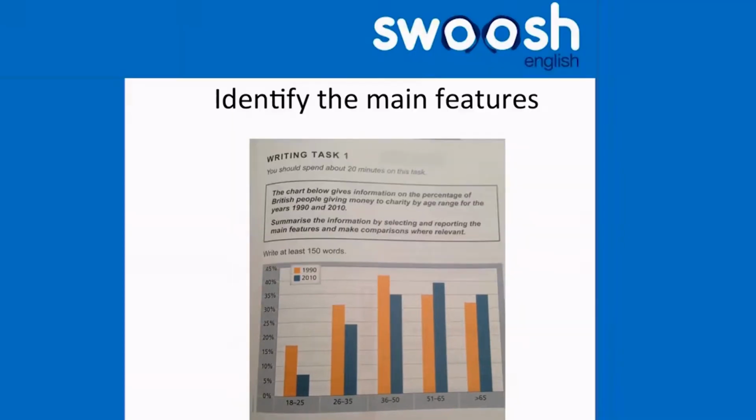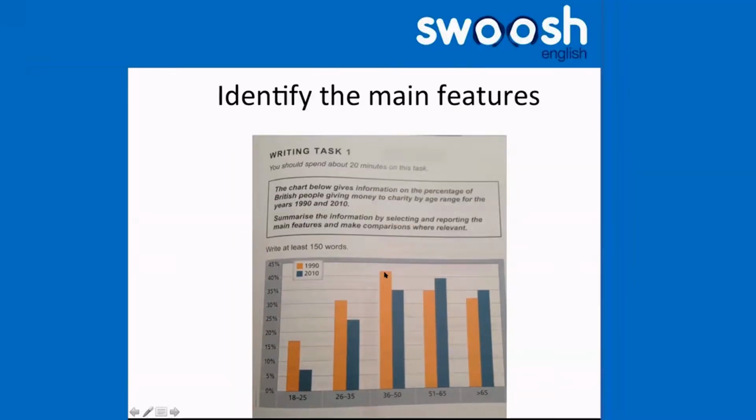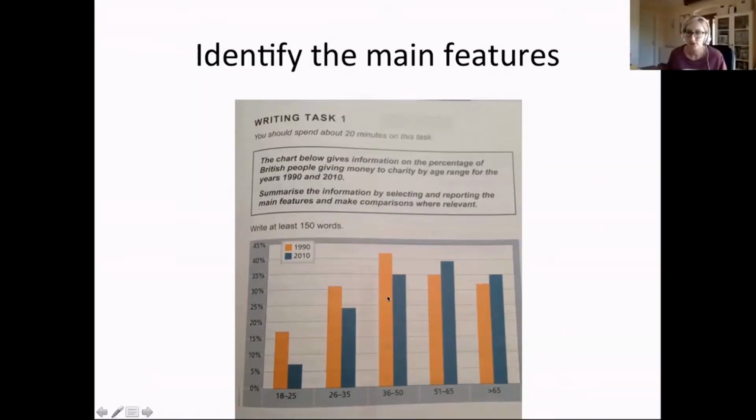It compares two time periods, 1990 and 2010. Yes, but what stands out? If I was going to report a main feature, I would say that in 1990, people aged between 36 and 50 donated the most money to charity. So that's the main thing that I can see because it's the highest. So it stands out as being a main feature. What else could you see?